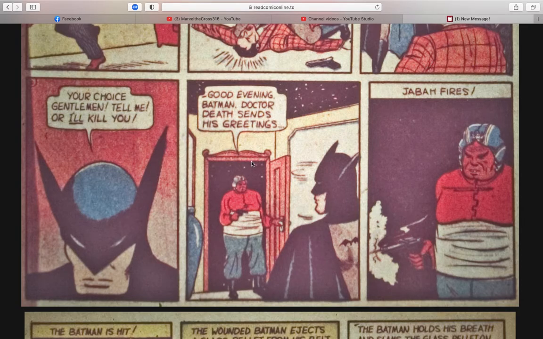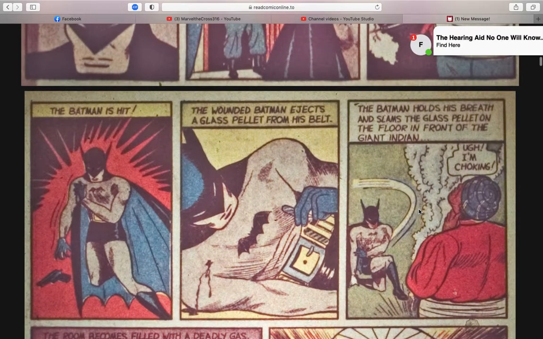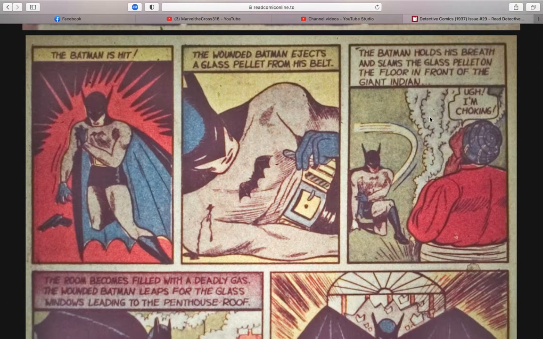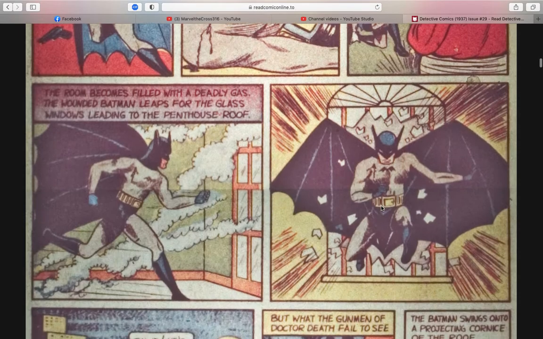Then we're met with Jabba here, and Jabba has a gun, and he says, "Good evening, Batman. Dr. Death sends his greetings." And then Jabba fires here, and he wings Batman. He doesn't kill the Batman here, but he definitely wings his shoulder here. So Batman falls to the ground, but Batman then uses one of his glass pellets full of gas and throws it at Jabba so that he can make his getaway here.